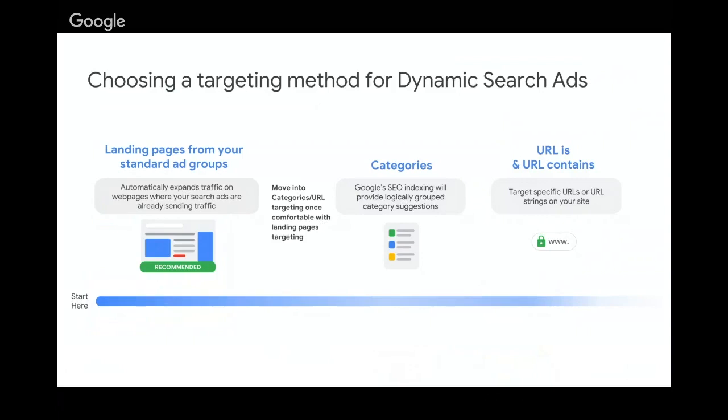URL is or URL contains basically just targets specific URLs or URL strings on your site. We wouldn't recommend using this just on its own. And it can also be really valuable in terms of mining negative keywords for the rest of your campaigns.